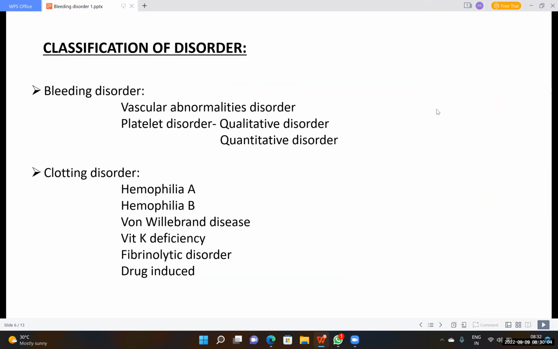The classification of the bleeding and clotting disorders: bleeding disorders can be due to vascular abnormalities and platelet disorders. Platelet disorders can be further classified as qualitative or quantitative. Clotting disorders can be hemophilia A, hemophilia B, von Willebrand disease, vitamin K deficiency. Most of them are congenital. They can be drug-induced fibrinolytic disorders.